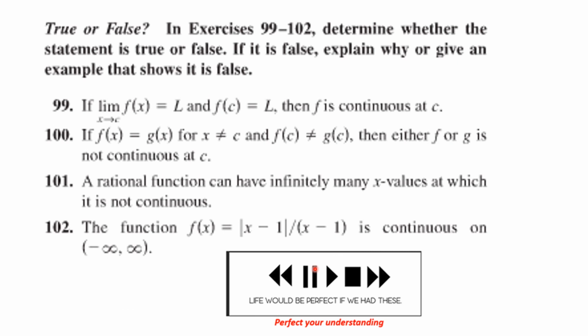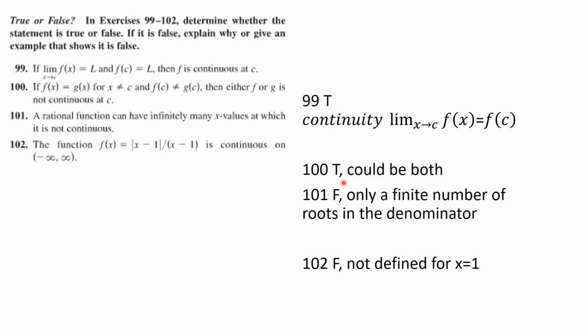Here's some true-false questions to maybe test your understanding of this. There are 4 of these. You know what to do? Let's see how you did. Should be true, true, false, false. And these are the reasons. Number 100 is true, but realizing it could be both. And I think these are pretty self-explanatory.